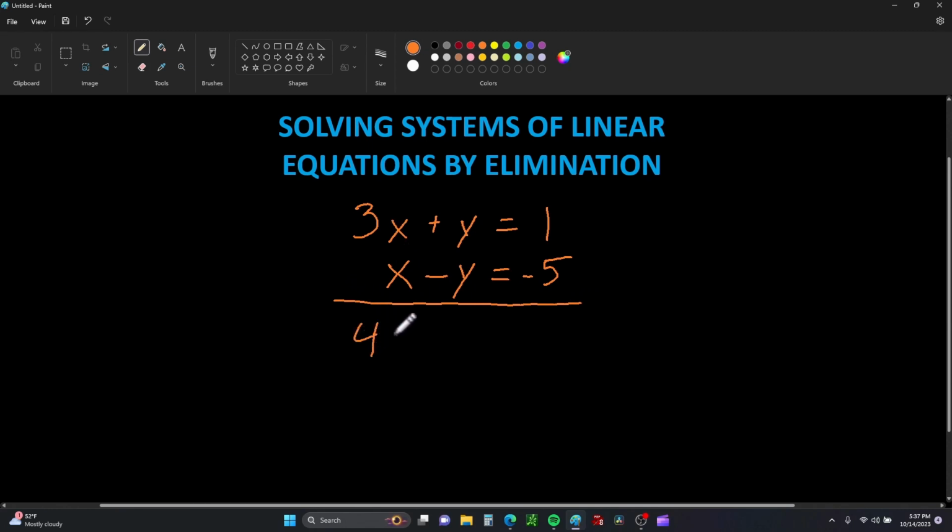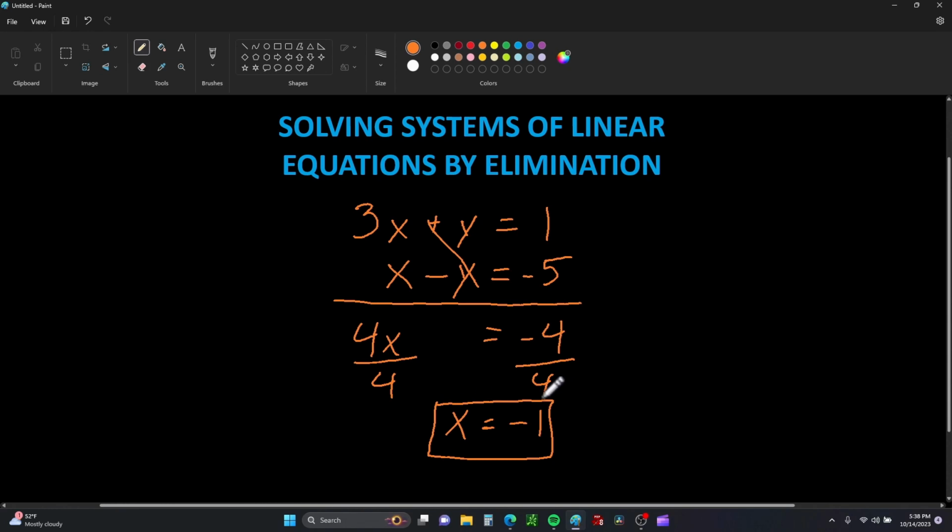This is 4x. These add up to 0, and this equals minus 4. If I divide both sides by 4, I get x equals minus 1. And yes, it's that easy. So you would be able to solve this system of equations that fast.